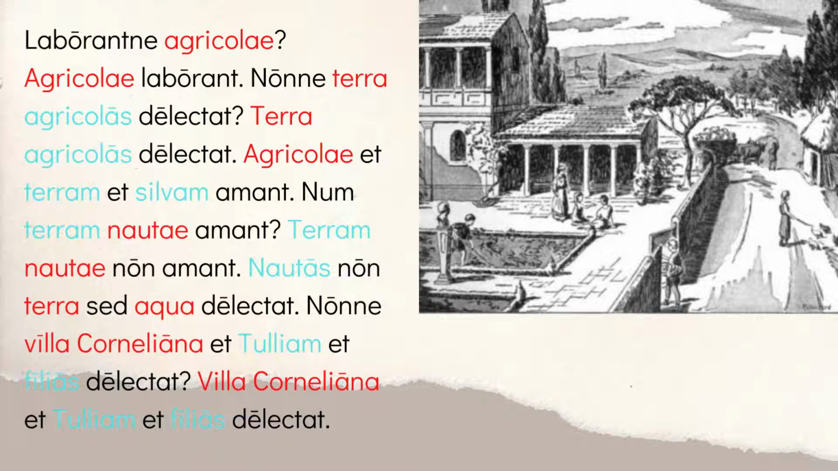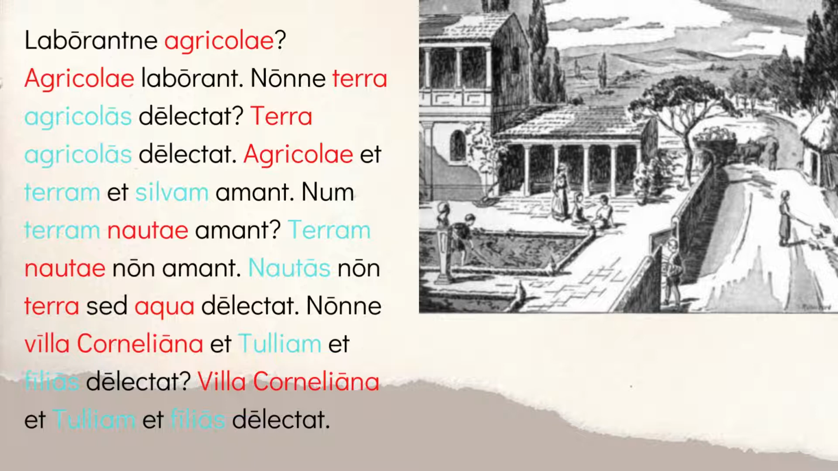And the answer is terram nautai non amant. No, sailors, non amant, they don't like the terram, the land, right? Which is what you were expecting, because the idea here is, why would a sailor like the land if they're spending so much time on the water, I guess? So again, you're expecting a no answer.